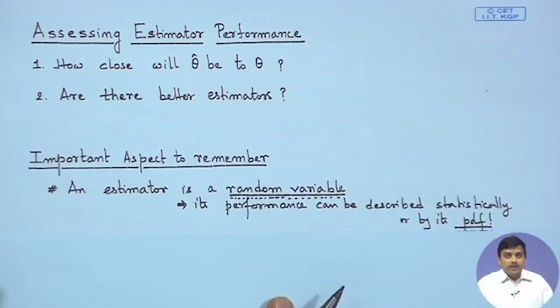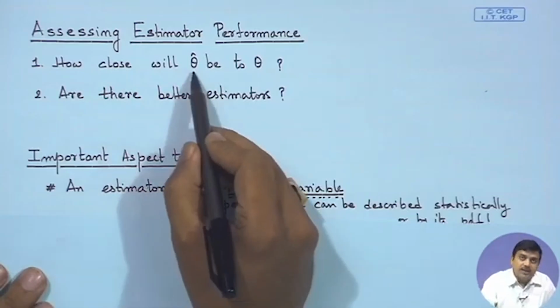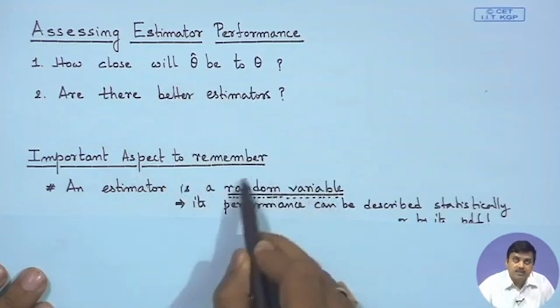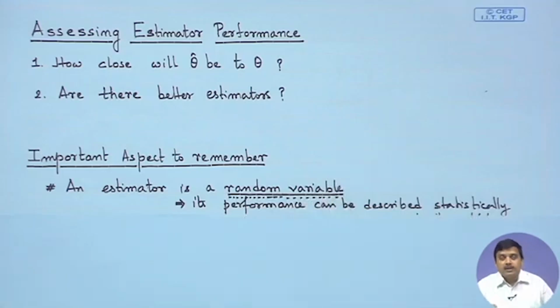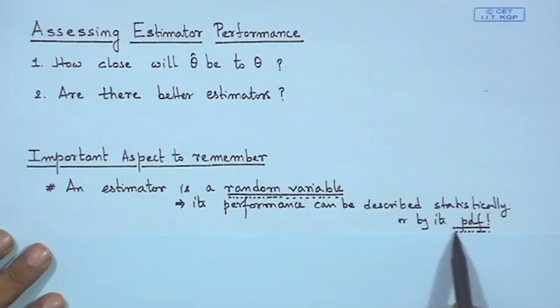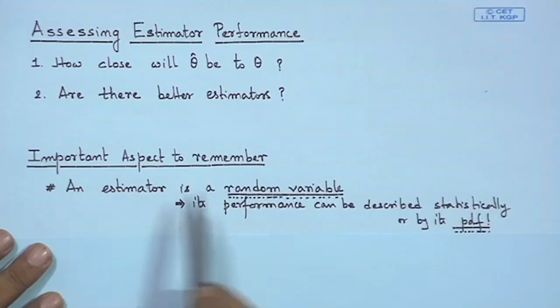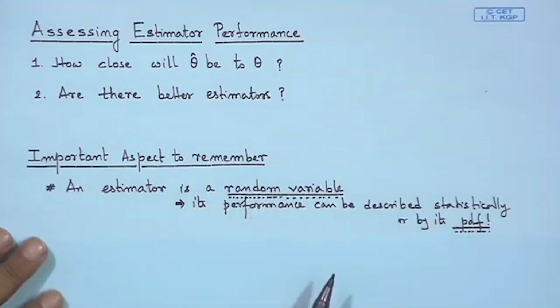So, before we proceed, we must remember that the estimator is a random variable, right. This is a very important concept, because the estimator is some function of the received signals. The received signals are random, therefore, the function also should produce a random outcome, and therefore, we can say that this function represents a random variable, which is the estimator, and hence its performance is described statistically by its probability density function. Since the estimator is a random variable, we use PDF to describe its behavior.